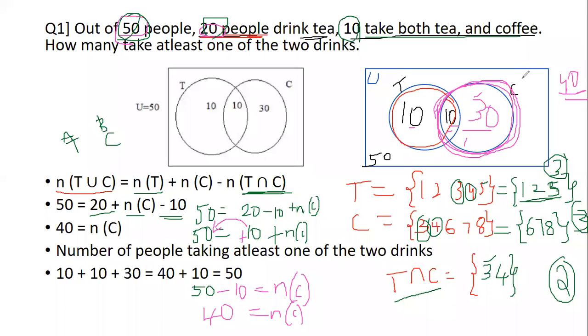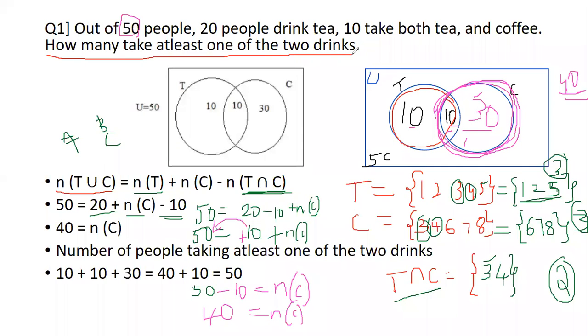Okay. Now, let us read the question once again and analyze what they have asked us to find. We have found out how many people drink coffee. We know how many people drink tea. We know how many people drink both tea and coffee. And we had totally 50 people with us. All this is done. Now, what is the question? How many take at least one of the two drinks? At least means at least one. It might be only tea, or only coffee, or either one.